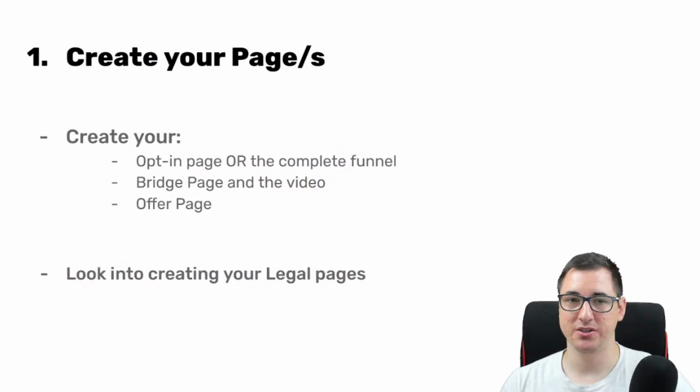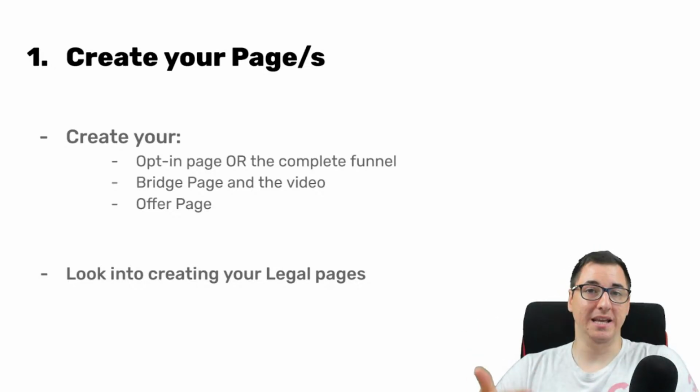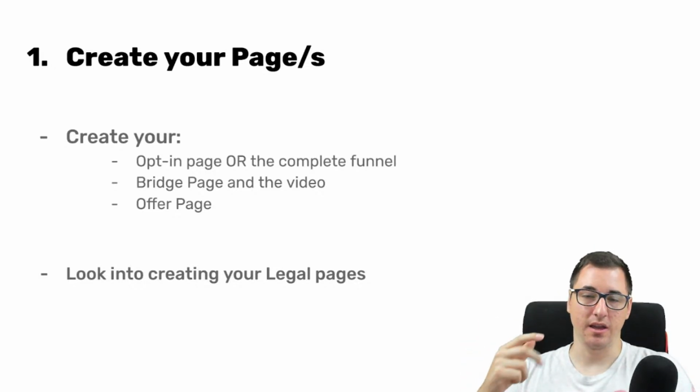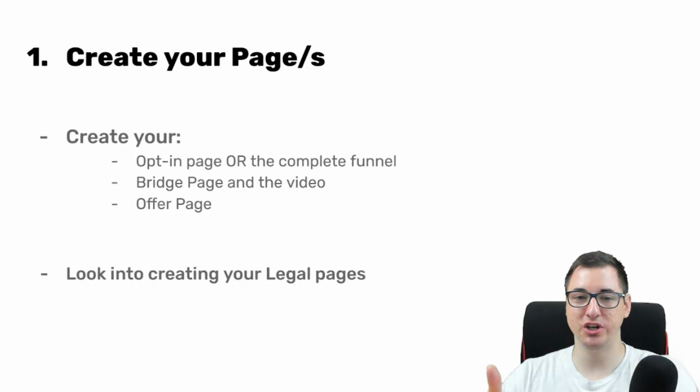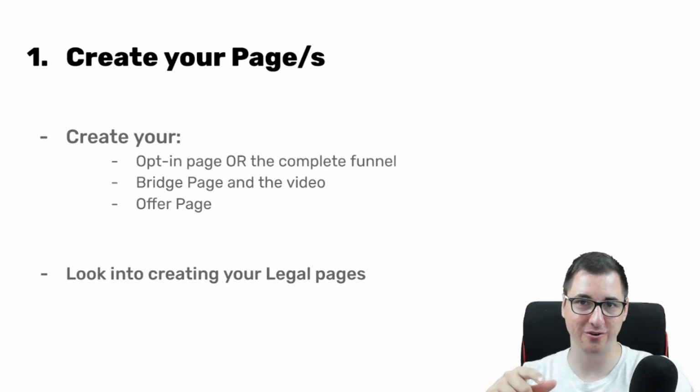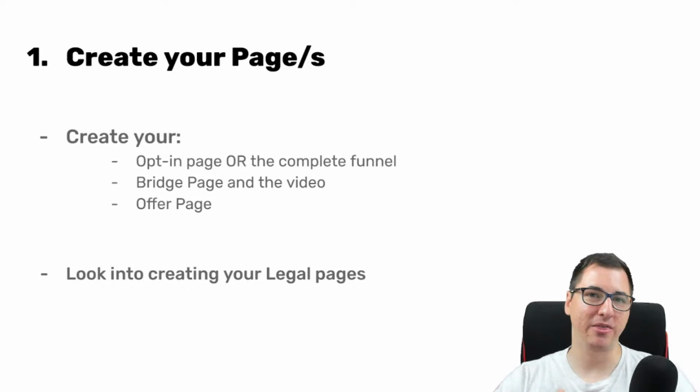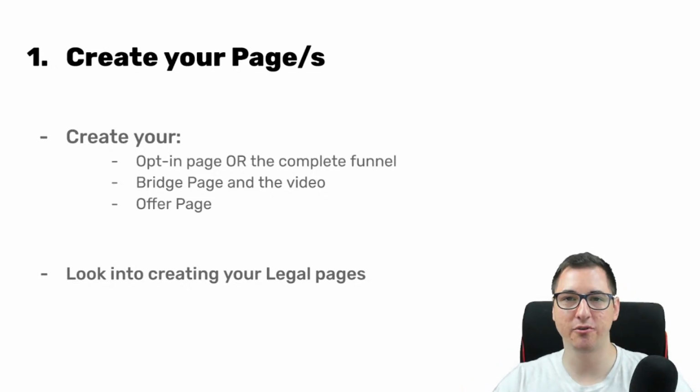The task is to create your page or pages. Decide if you want to go with an opt-in page or a complete opt-in funnel. If you want to do a bridge page or not. If you do, then create this bridge page and also create the video. And then also create the offer page in case you want to do that one. My suggested method would be a bridge page. And then I would probably do an offer page for getting people to upgrade.